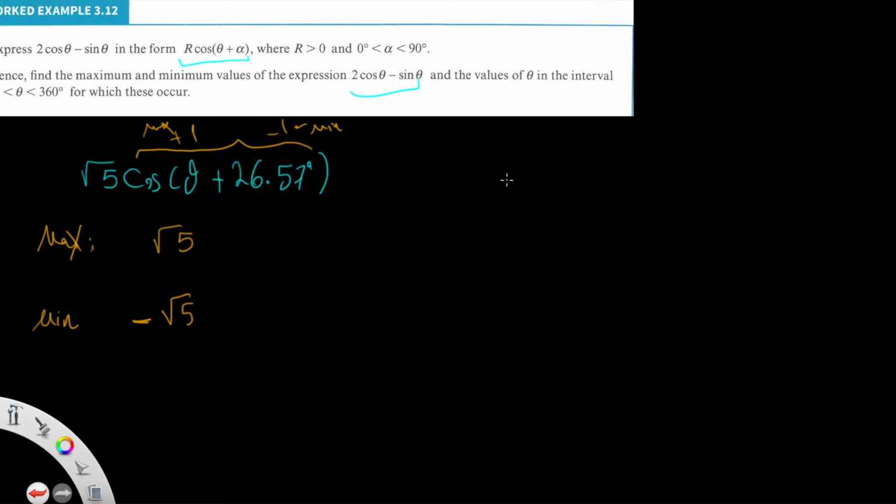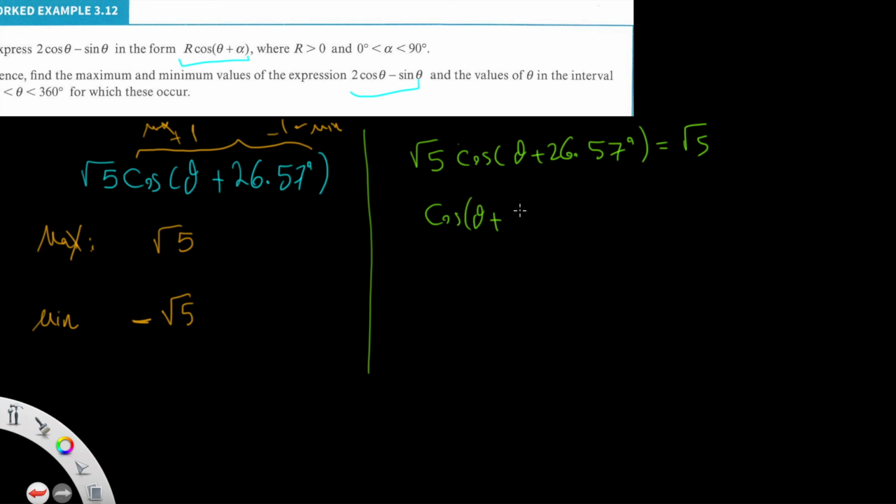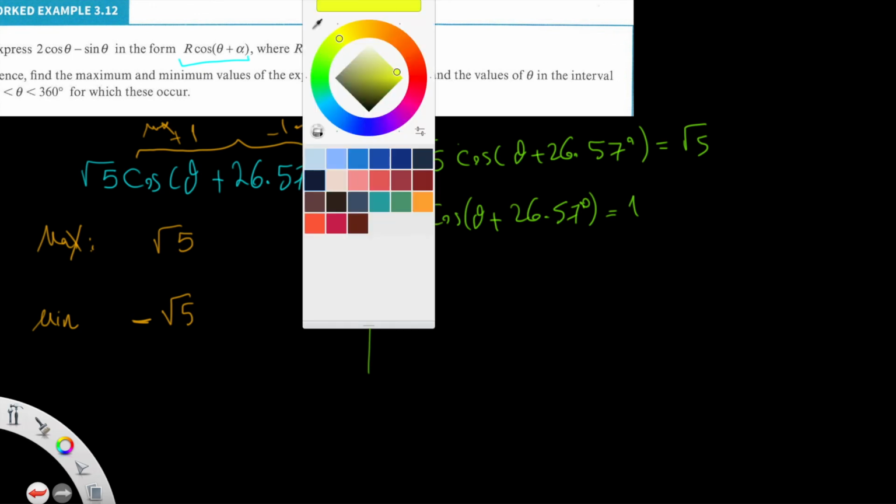But you're supposed to find the angle. So we need to solve two equations. Once, root 5 cosine of theta plus 26.57 is equal to root 5. So root 5 cancels out. So cosine of theta plus 26.57 will be 1. If you solve this equation by taking cosine inverse and replacing theta plus 26.57, I won't solve it completely. You can do it and check your answers.